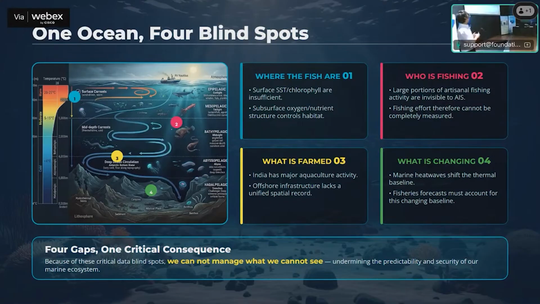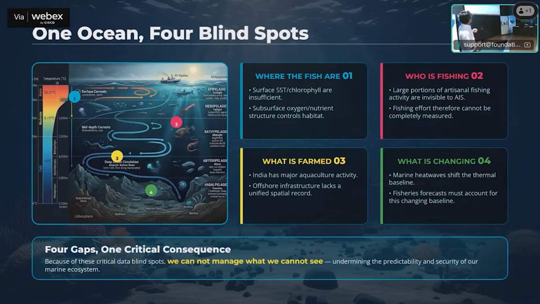And the third part is what is being farmed. Here, I will be talking about aquaculture, seaweed farms, fish farms, and why India doesn't have any mapping of these seaweed farms and what can be improved. How can we map this? And the fourth thing: how these things are being affected by the changing temperature and various climatic phenomena that have been happening throughout the decade.